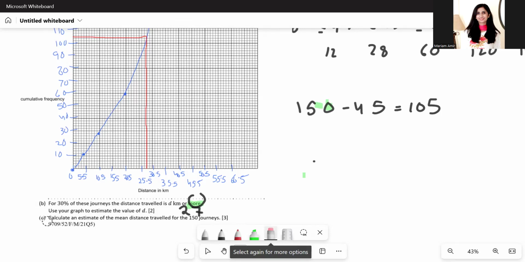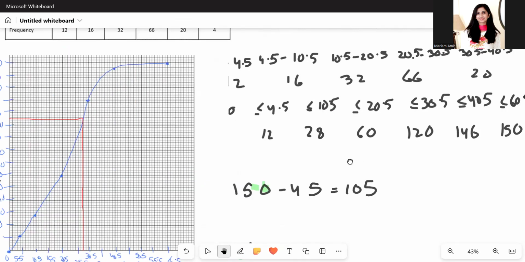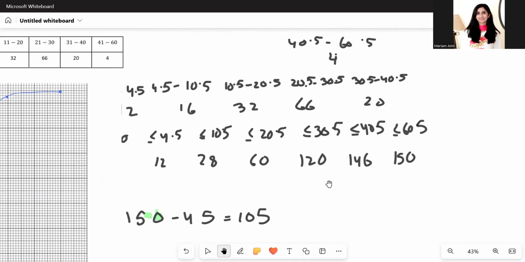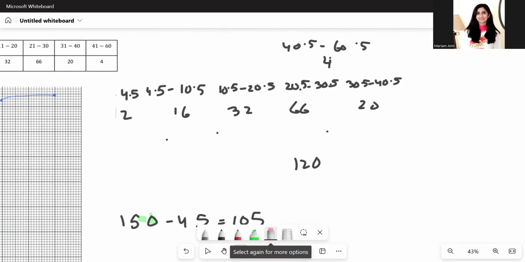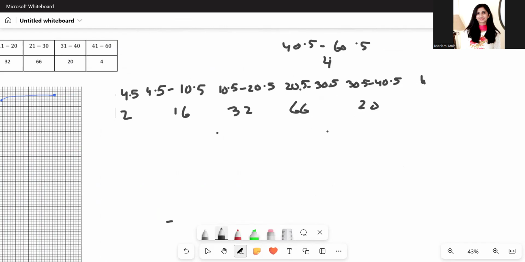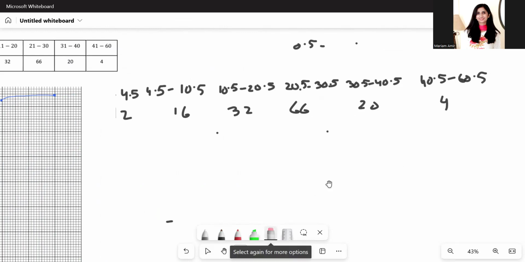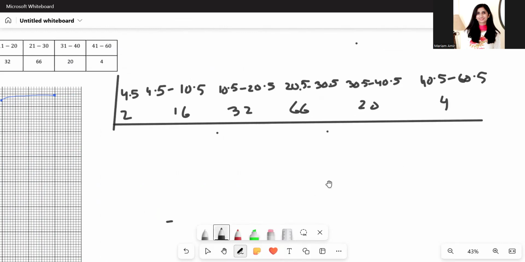Okay. Part C: calculate an estimate of the mean distance traveled for the 150 journeys. For the mean, we go back to the frequency table on which we applied continuity correction. This is the frequency table. Let me write 40.5 to 60.5 here and rub this. Okay, so now we have a frequency table and we have to find the mean.